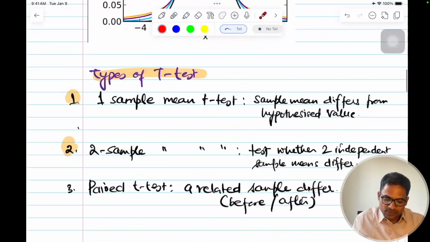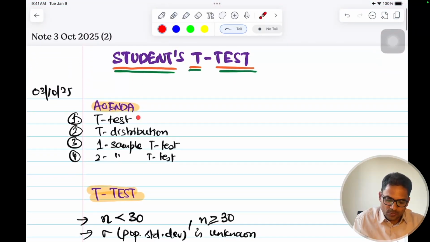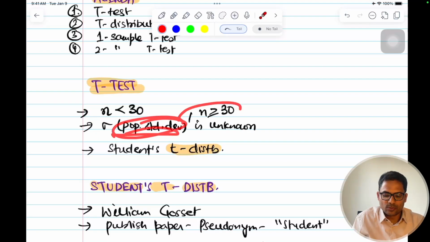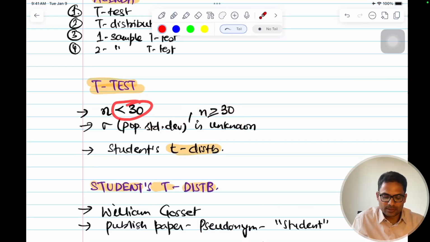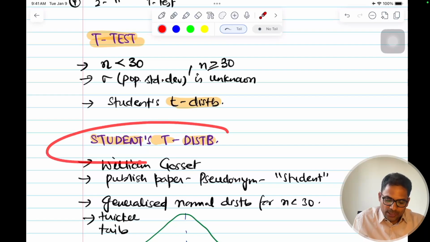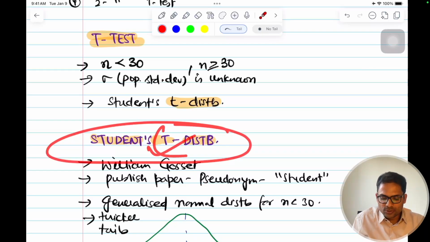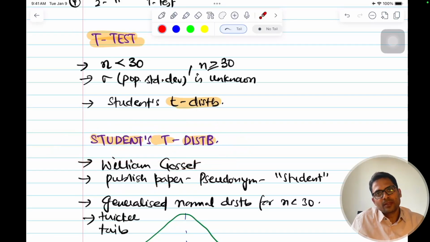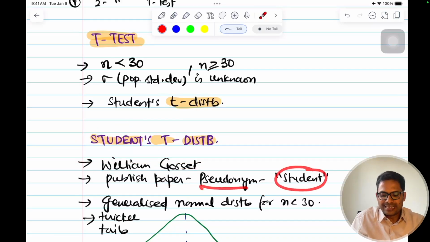So let's do a quick revision. We understood what is t-test. T-test is required for n less than 30 and when the sample standard deviation or population standard deviation is unknown, for small size samples. And this uses student's t distribution. The scientist's name was William Gossett, but when he published the paper, he published it under a pseudonym, Student. That's where this name comes from, student's t distribution.